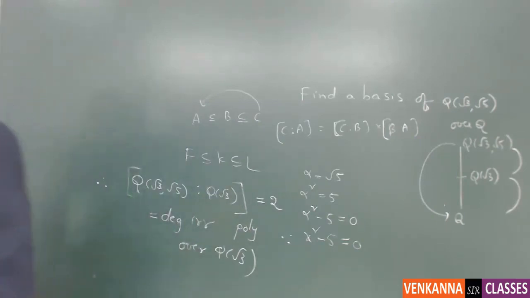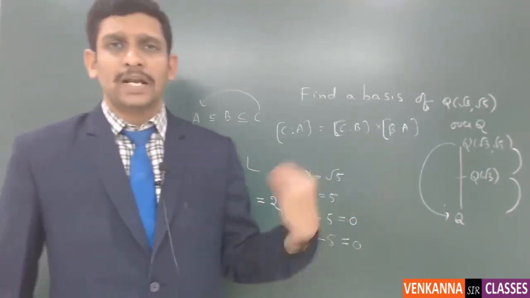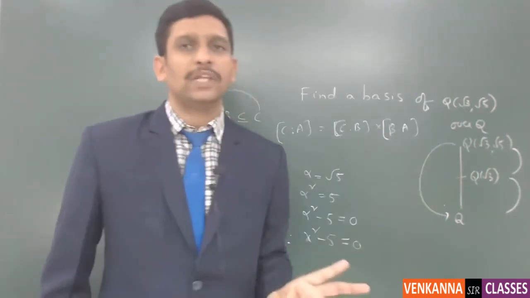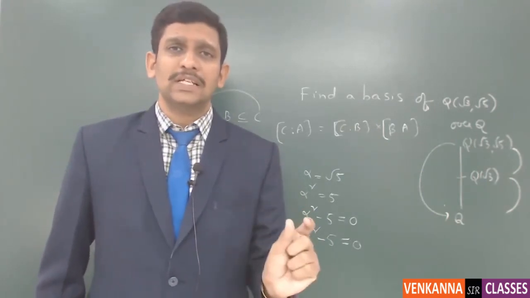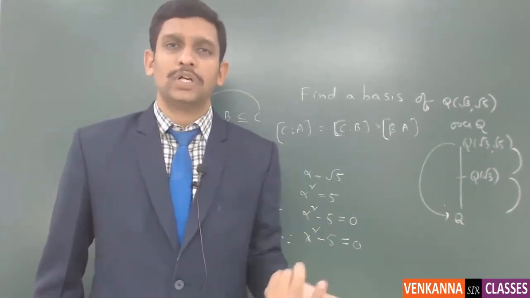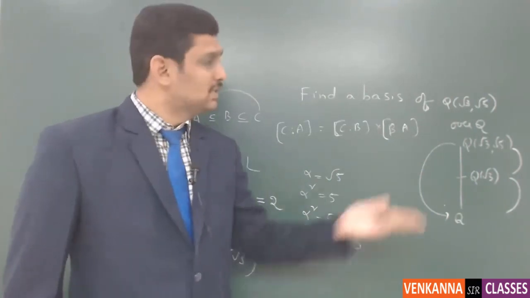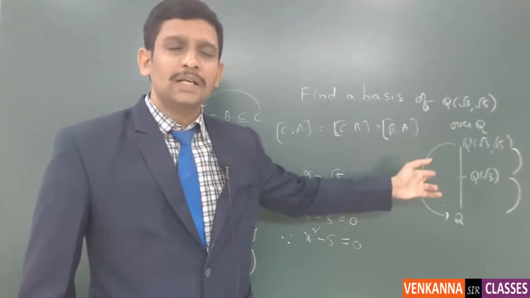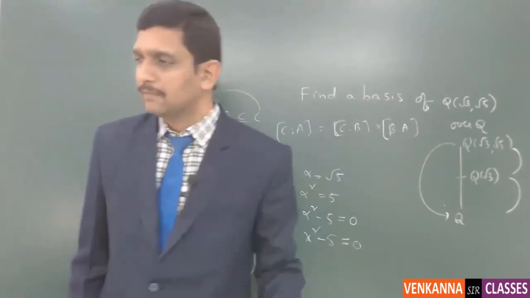Okay? Because its root is nothing but root 5. Root 5 is not at all an element in this Q of root 3. Because the fundamental thing is, irreducible means it will not contain any root. Reducible means it will possess a root. Since root 5 is not an element, by default it is irreducible. There is no need to prove that separately. Clear?